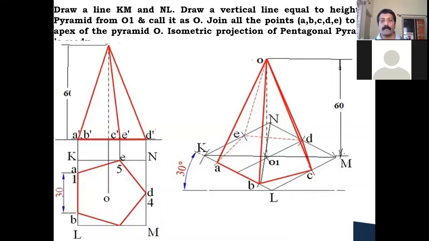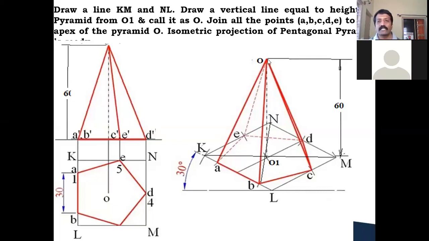From the center of your pentagon, you draw a vertical projector like this, and on this vertical projector line, you take isometric 60 because that is the height. You take isometric 60 and cut it. So that is your apex point or the vertex point, called as O, and your base center point, call it O1.